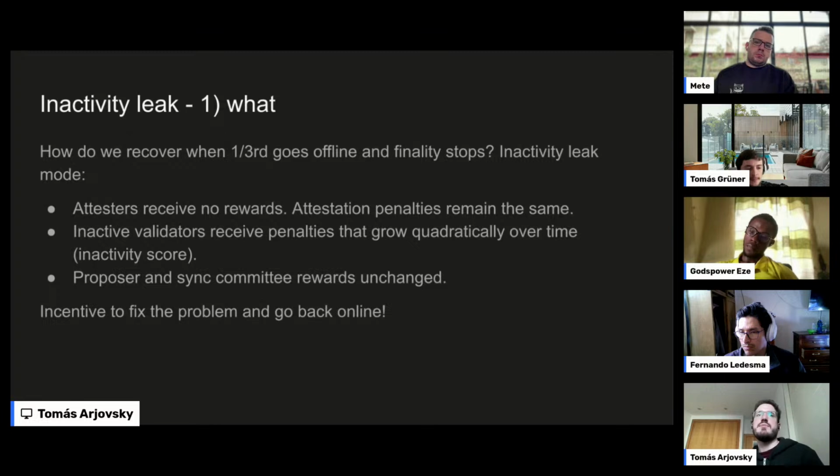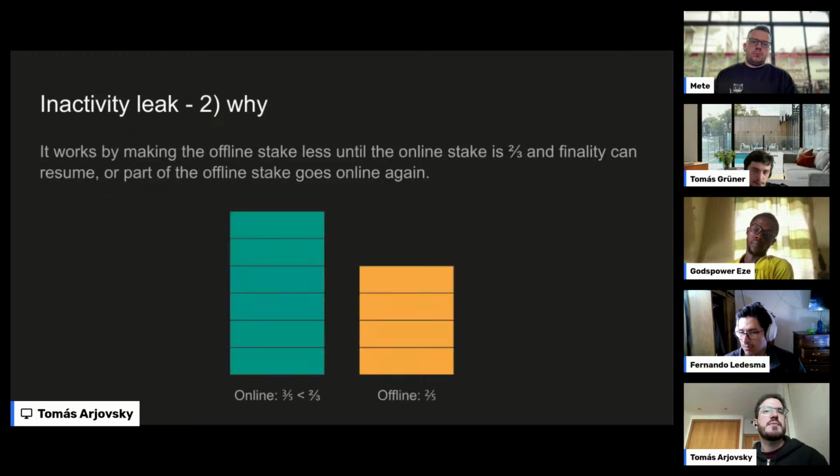Inactive validators receive penalties that grow quadratically over time. This means that at first I will start slow with slow penalties, but then those penalties will start rising. And proposer and sync committee rewards unchanged means that people that propose blocks still have the same rewards. So why does this work? Mainly because if I have this amount of validators that are online and these are offline, and I add a penalty to this one, the proportion changes, and now these are 2/3 and the network works again.